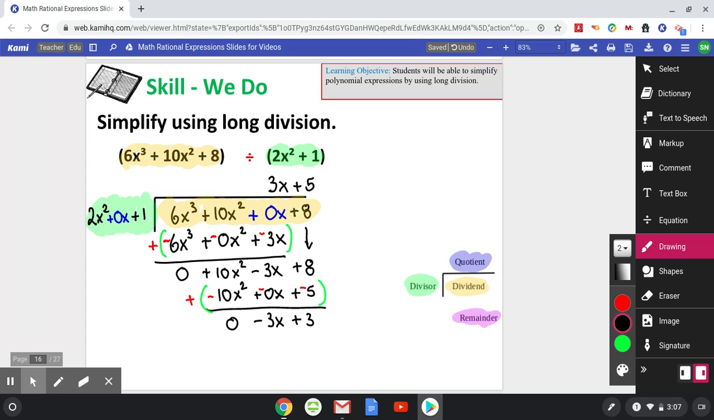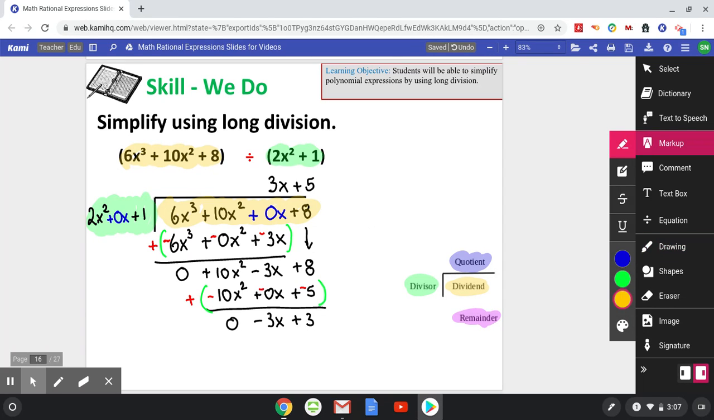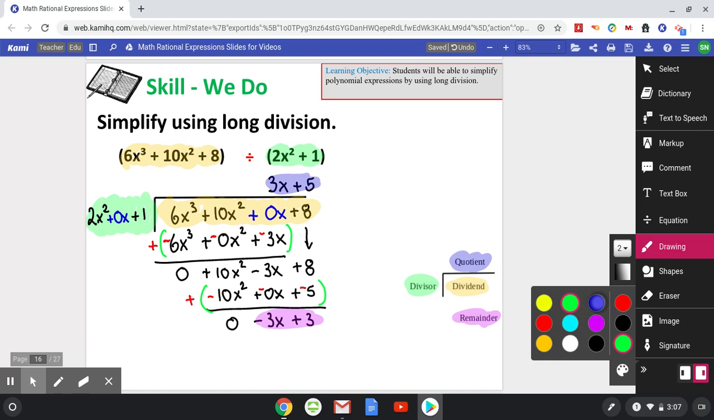Now, what's the answer in this problem? If you look at the remainder, this is the first problem where the remainder is not 0. Well, the remainder will be part of the answer. So here's the answer.